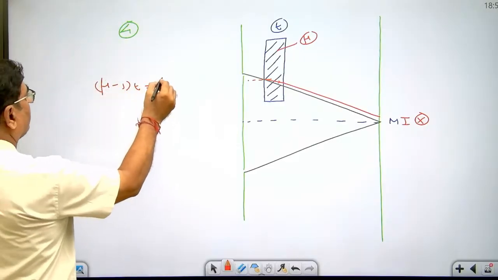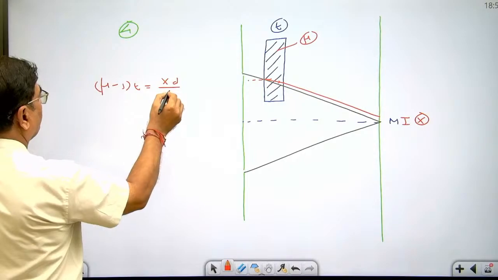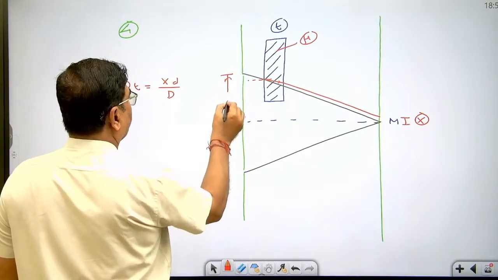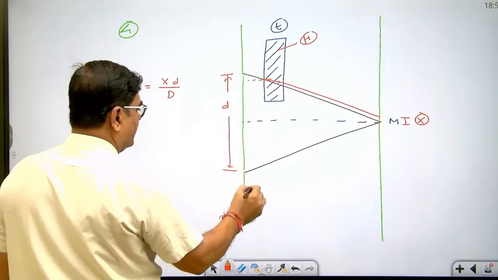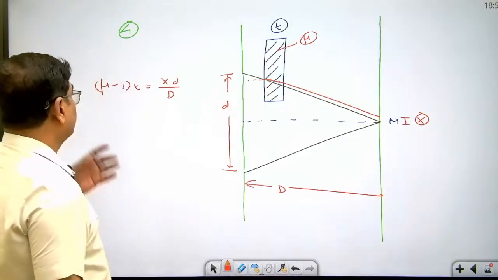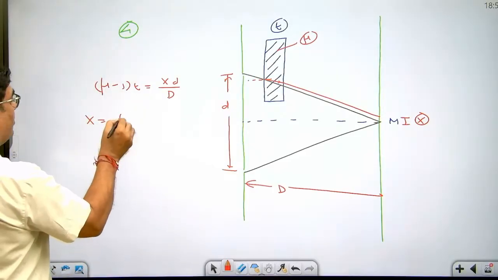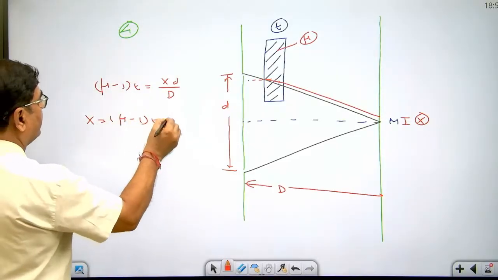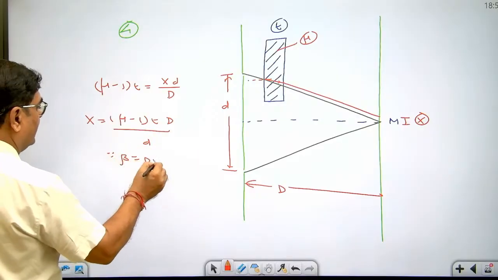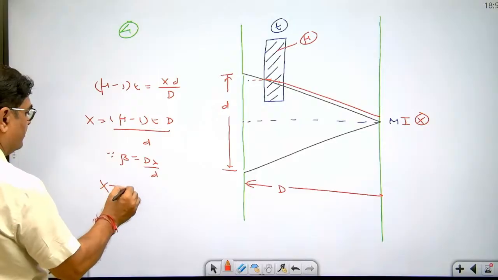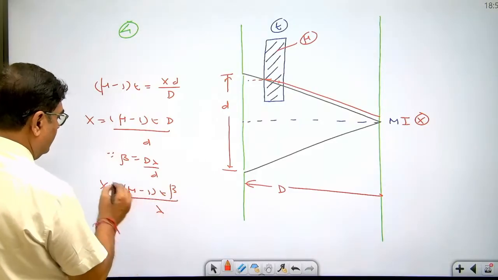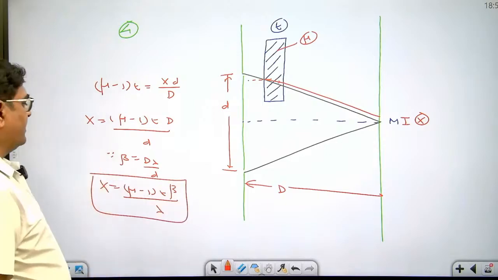This we have discussed earlier. And the geometrical path difference came into the picture because of this: it is xd upon D, where d is the separation between coherent sources and capital D is the distance between slit and screen. So from here we can calculate x. x is (mu minus 1) t D upon d. And since beta equals D lambda upon d, we can write x equal to (mu minus 1) t beta upon lambda. So dear student, this much shift will be there.